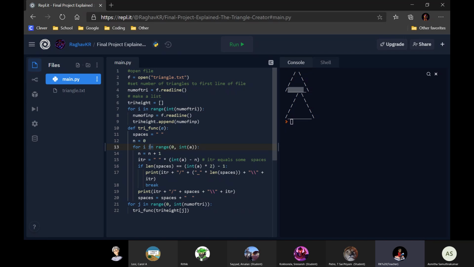So if it was a list and you did len of list and the list had 5 values, then len of list would be 5. If it was a string with 5 characters, then len of spaces would be 5. So now do you understand what len of spaces is basically? Yes.